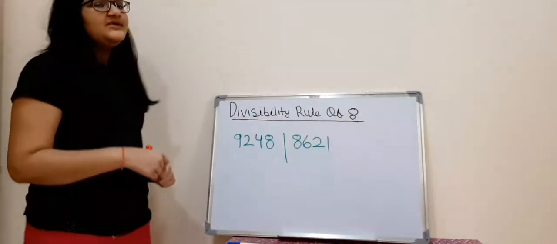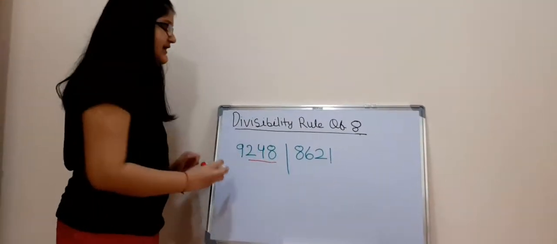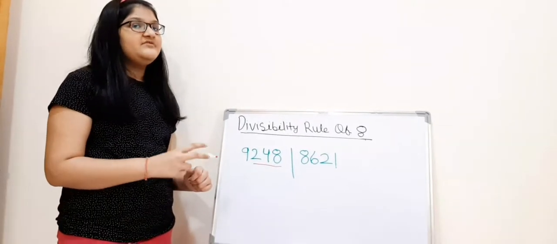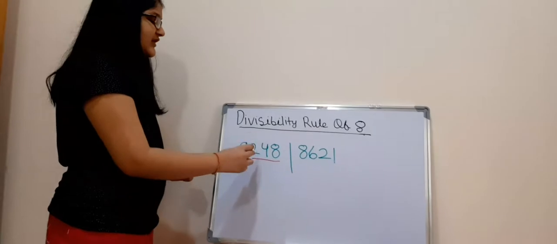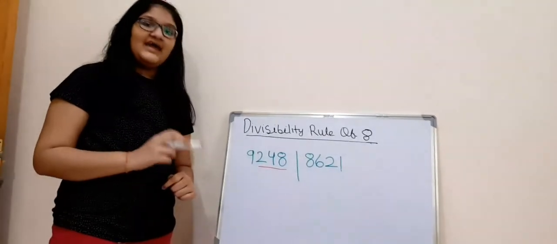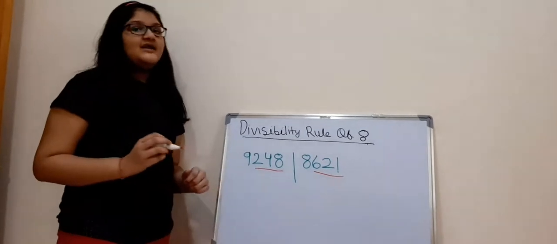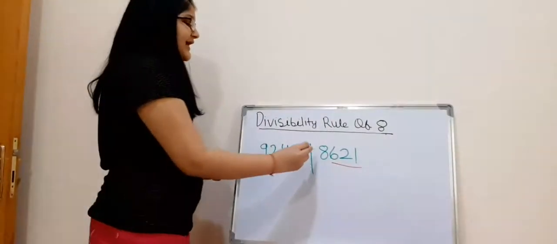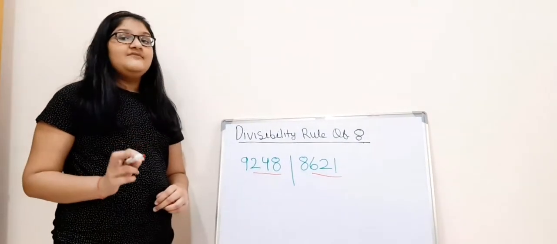So in the divisibility rule of 8, we have to see the last 3 digits. The last 3 digits are 248. Now 248 is divisible by 8. So the full number 9248 is also divisible by 8. Next number, 621. 621 is not divisible by 8. So the full number 8621 is not completely divisible by 8.